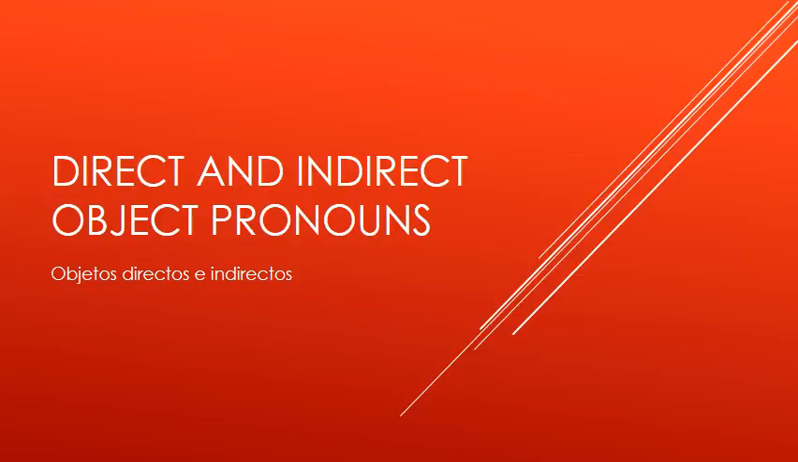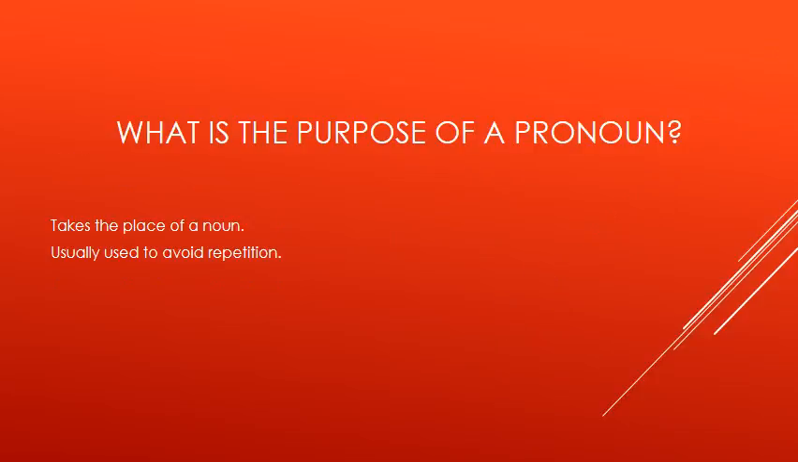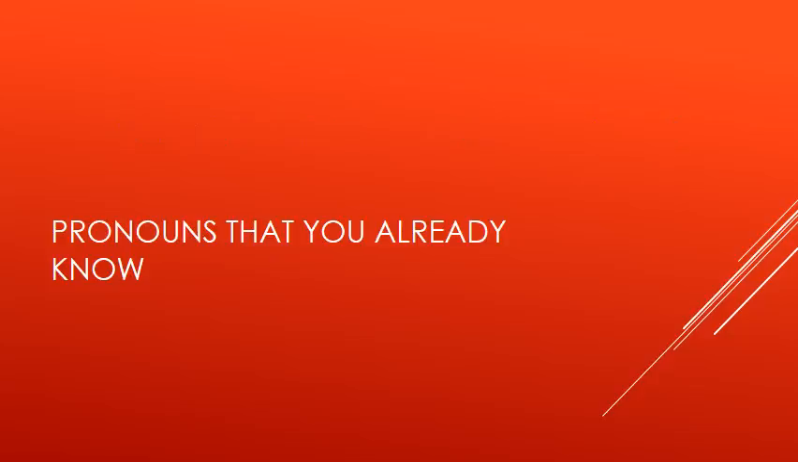The purpose of this lesson is to learn what a direct or indirect object pronoun is and how to use them. First, we need to review what the purpose of a pronoun is, because some of you may have forgotten. A pronoun takes the place of a noun, and it's usually used to avoid repetition. Let's look at some pronouns that you already know.